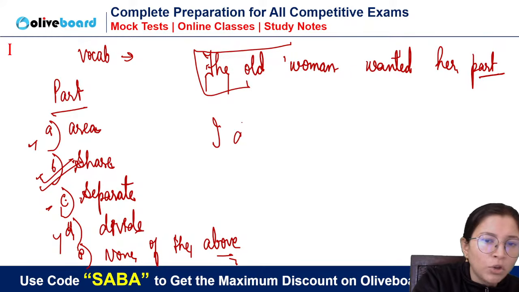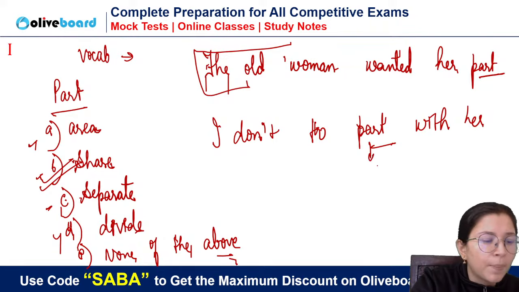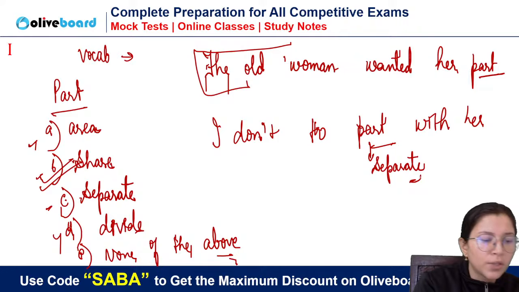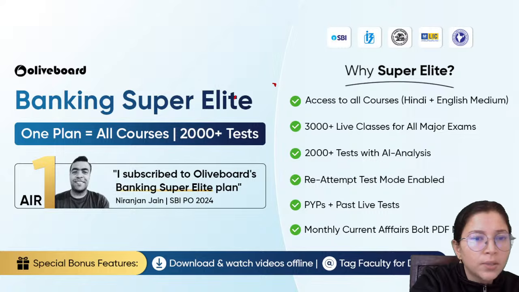If I say I don't want to part with you, I don't want to part with her, so here what will be the answer? Here the word part means separate. So the same word can have multiple meanings. It depends upon the context. As per different context, we have to check the meaning. Is it clear? चलो, let's quickly do this guys.